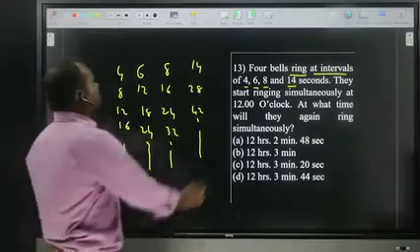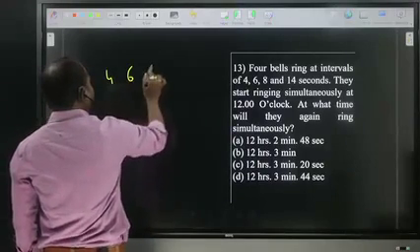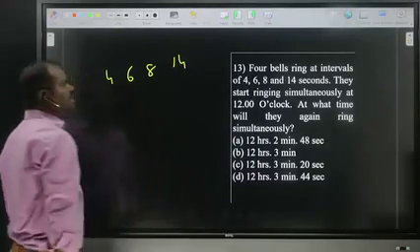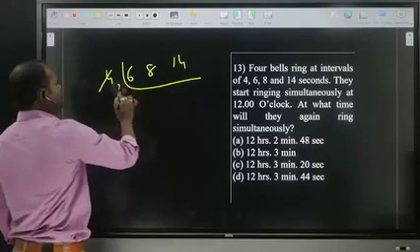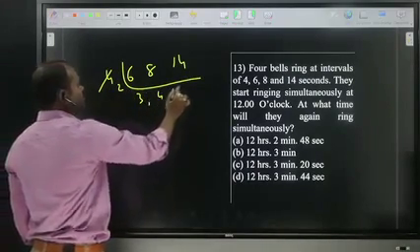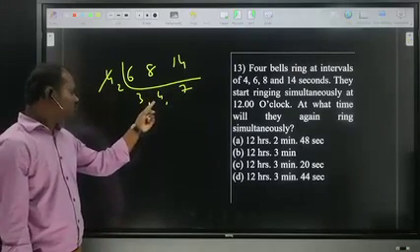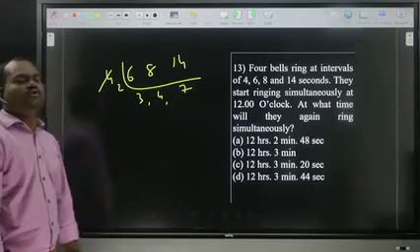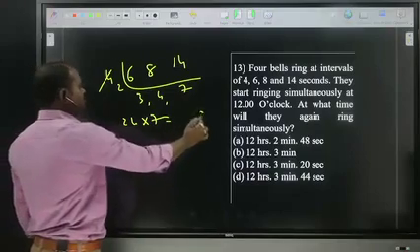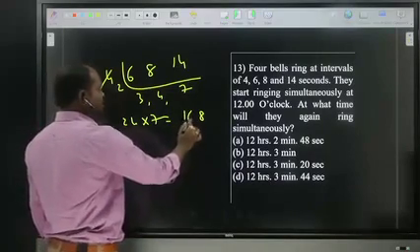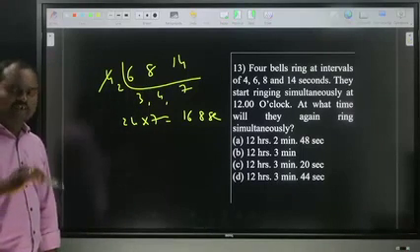Now, what is the LCM of 4, 6, 8, 14? Can we eliminate any numbers? Clearly we can eliminate the 4. Take the LCM of 6, 8, 14: 2 3s are 6, 6 4s are 24, 24 into 7 is 7 4s are 28, 2 balance, 168. After 168 seconds, again all will ring.